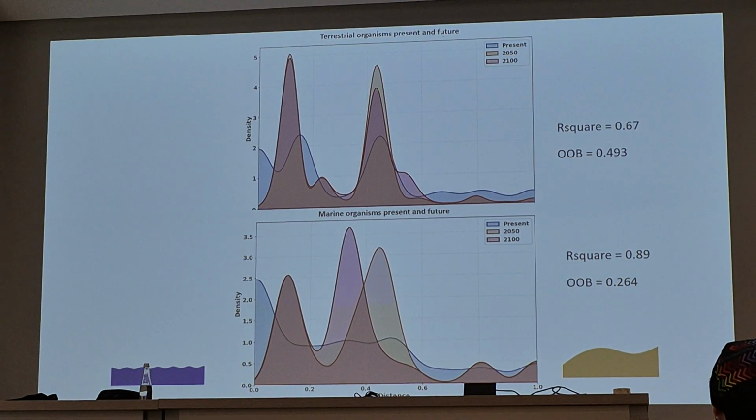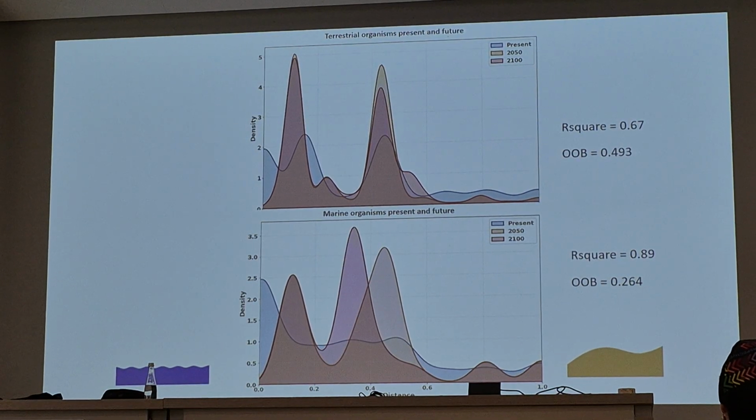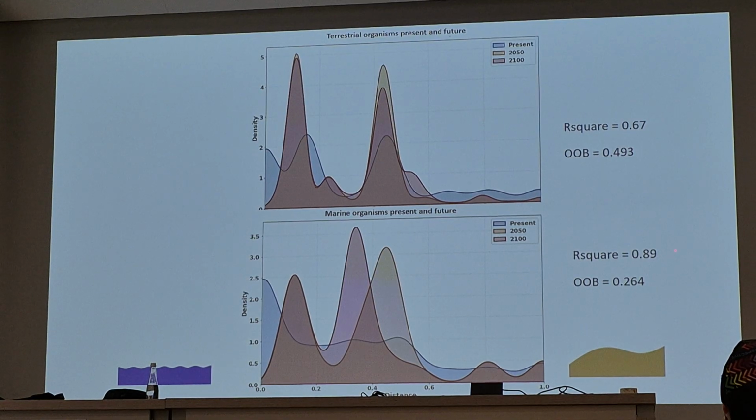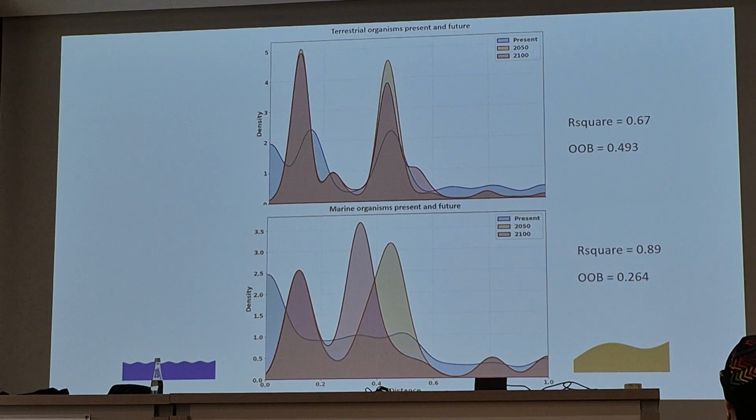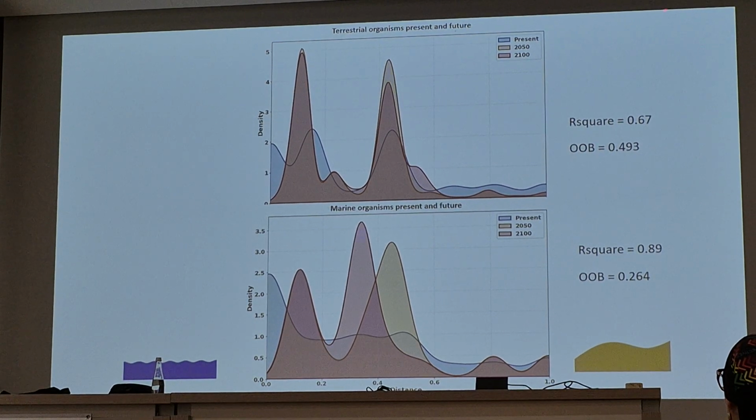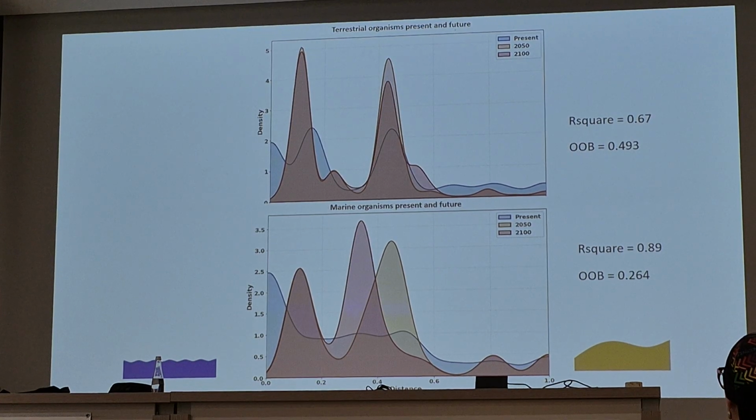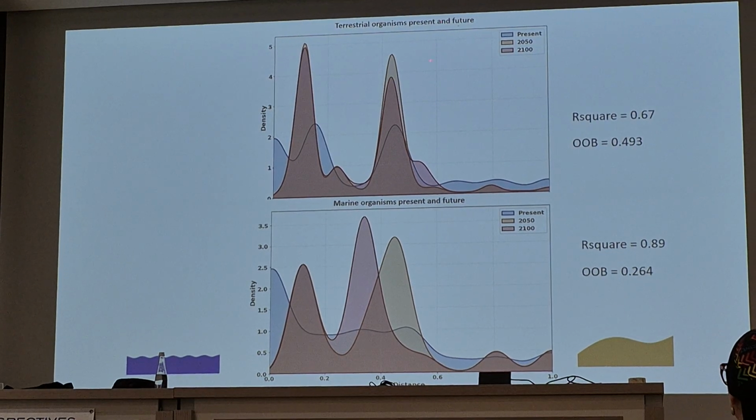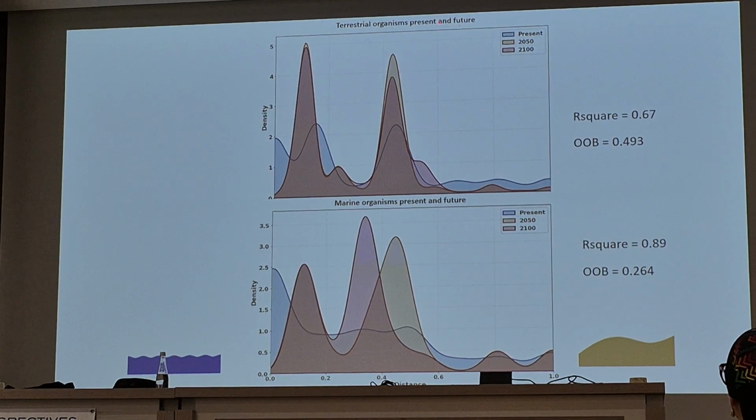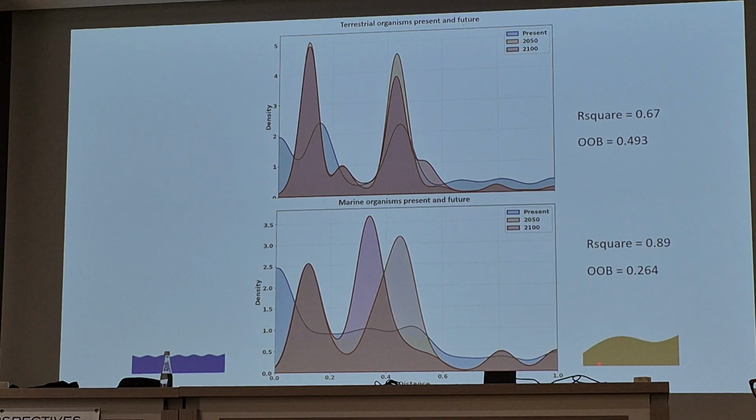These are the two distributions. So the R square is from 0 to 1. You can see the marine organism is very good, and also the error, the out-of-bag error, which is the uncertainty, is also quite low. For the terrestrial animals, it's a little bit different, but you can see the blue is the present line. Everything happens in all cases in the first part of the beach. So nothing happens on the dune side. This is still before the dune. One is just the base of the primary dune.